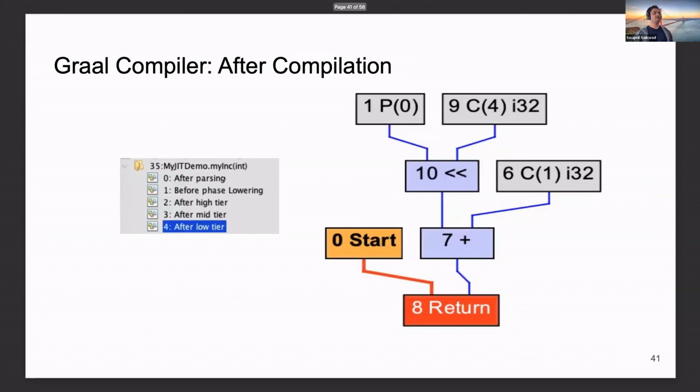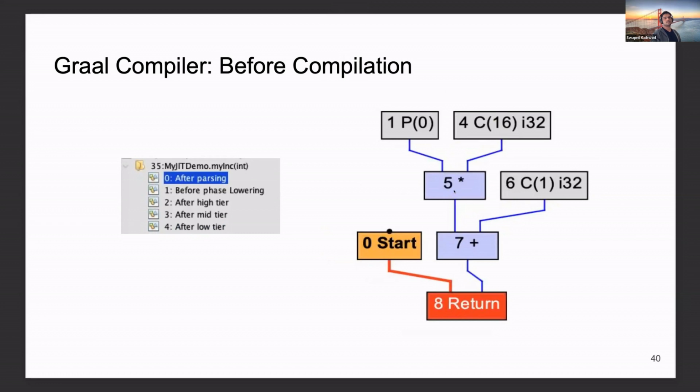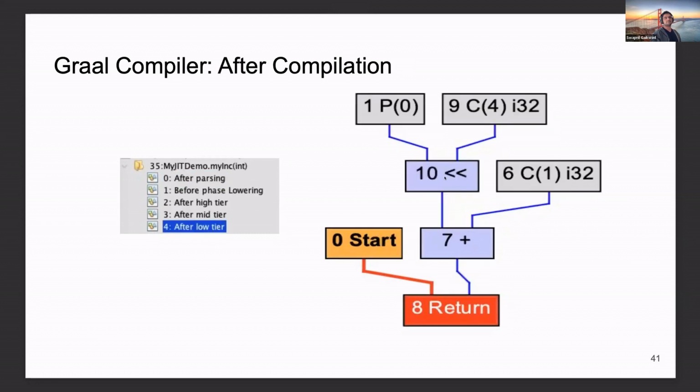So at the end of all the optimizations, if you click on this, you will see how the graph looked like after all the optimizations. And you can see the multiplication node, this node number 5, got replaced with node number 10, which is the left shift. And multiply by 16 is equal to left shift by 4 for integers. So you can see the compiler has optimized our multiplication, and this optimization is called strength reduction that you may have already learned.